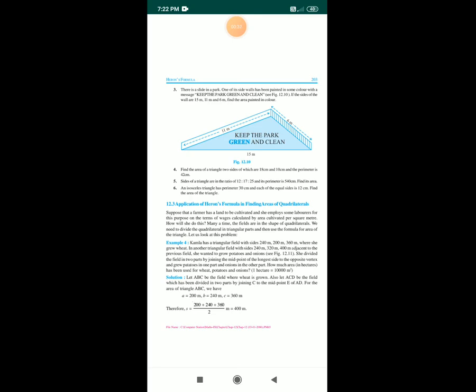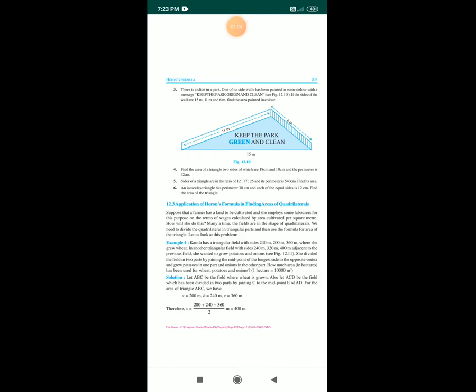Some laborers for this purpose, on the term that the wage is calculated by the area cultivated per square meter. How will she do this? Many a time the fields are in the shape of quadrilaterals. We need to divide the quadrilateral into triangle parts and then use the formula for the area of the triangle. So let's look at this problem as example number 4.